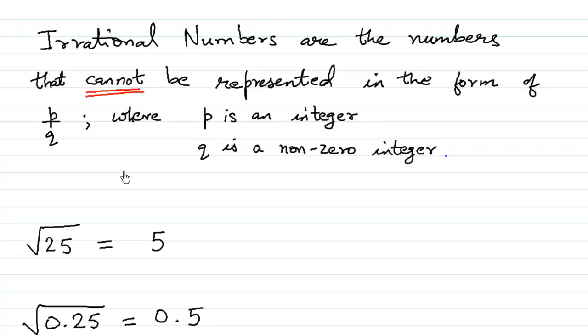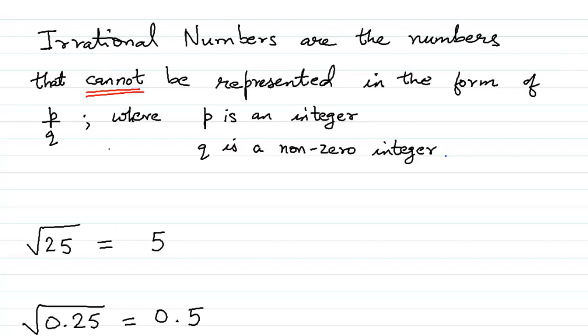Now let's look at what irrational numbers are. Irrational numbers are the numbers that cannot be represented in the form of p upon q, where p is an integer, q is an integer, and q is not equal to 0. In other words, it cannot be represented as a rational number. If it can be represented, it is called a rational number. But if we cannot write that number in p upon q terms, where p and q are integers and q is not 0, we say that number is irrational. That is the opposite of a rational number.